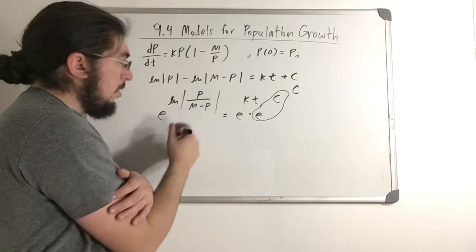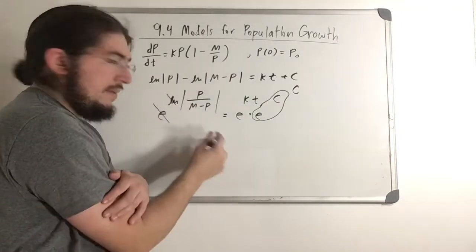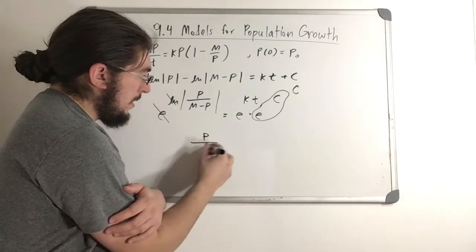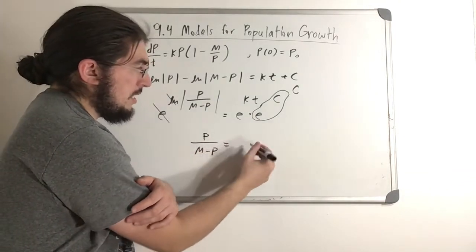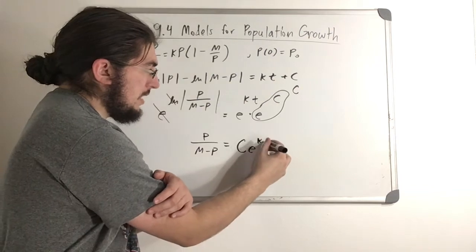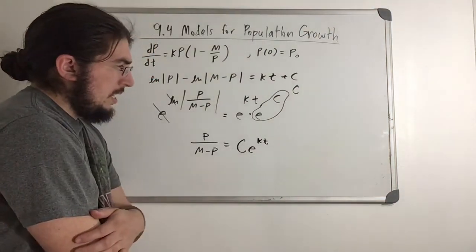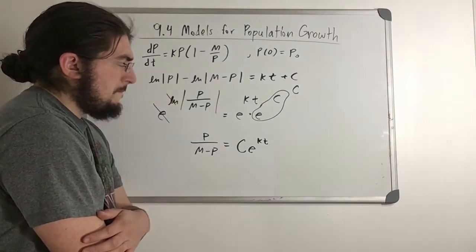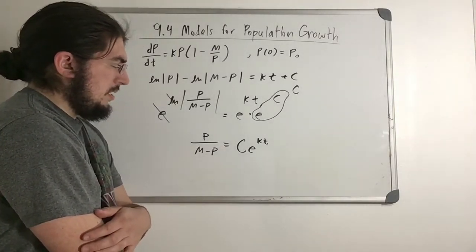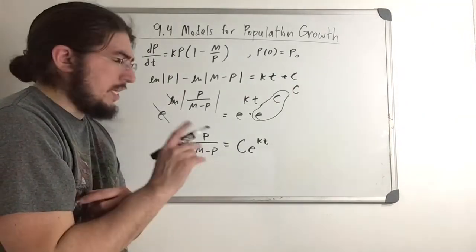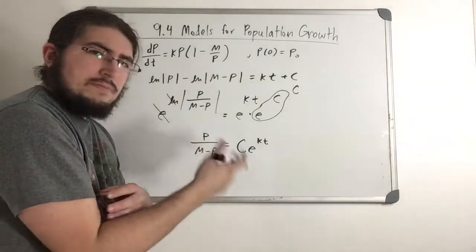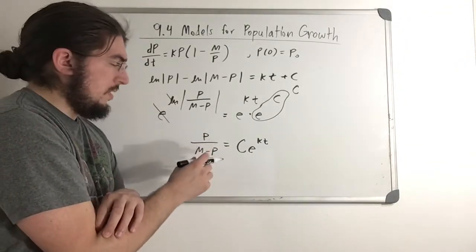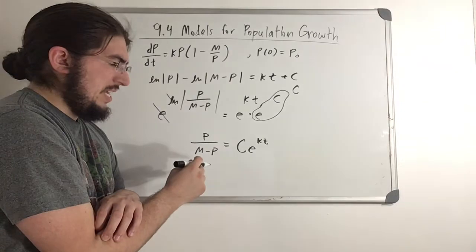Okay, so now what we'll end up with is these cancel on the left. We'll ignore the absolute values because of reasons we saw from 9.1. We get p over m minus p is equal to c times e to the kt. Okay, and now is an okay time to solve for c, but I'm actually not going to, not yet. There's something else I want to get out of the way. Let's completely solve for p first, and then we can worry about the constant. Yeah, how do we do that?